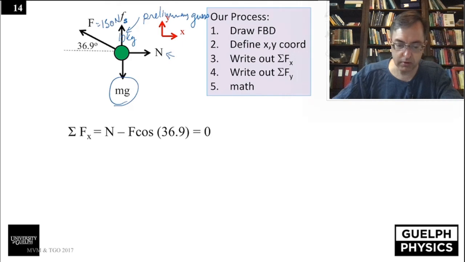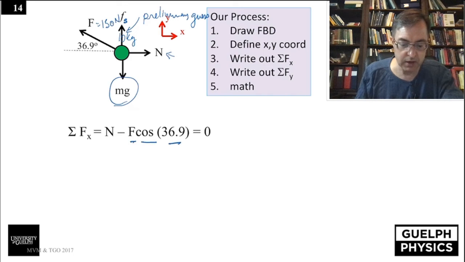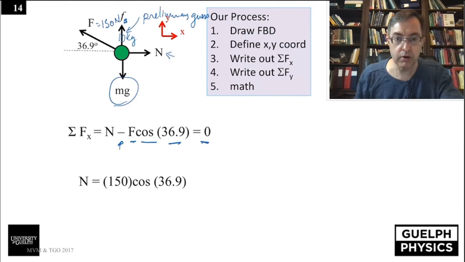The first equation along x says that the normal force, which is positive pointing towards the right, plus the x component of the applied force, which is F times the cosine of the angle, with a minus sign because it points to the left, is equal to 0. Then we can solve for the normal force, because we know the magnitude of F is 150 newtons. So the normal force is 150 cosine 36.9 degrees, and that gives us a normal force of 120 newtons.